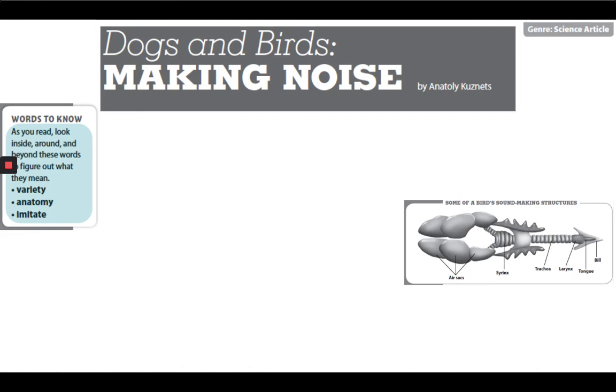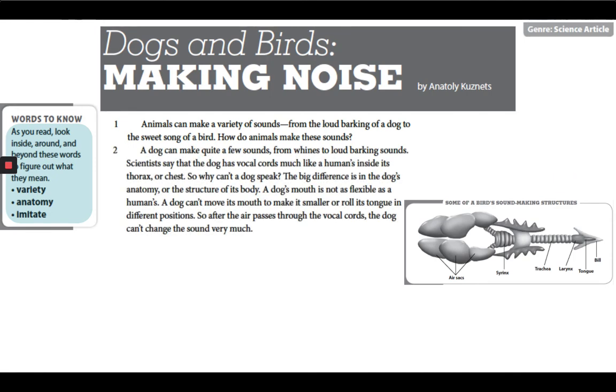Variety, anatomy, and imitate. Animals can make a variety of sounds, from the loud barking of a dog to the sweet sound of a bird. How do animals make these sounds? A dog can make quite a few sounds, from whines to loud barking sounds. Scientists say that the dog has vocal cords much like a human's inside its throat, thorax, or chest.